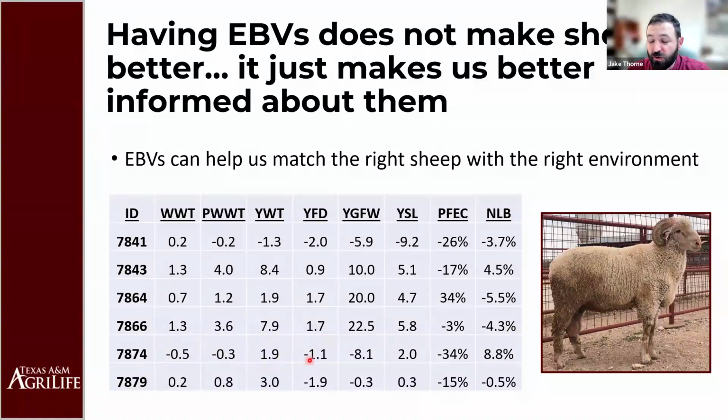He's really low for fiber diameter. I don't have the breed averages across the bottom, but negative 1.1 is pretty good for the Rambouillet breed. He's a negative for grease fleece weight. Our Rambouillet sheep are already pretty good producers in terms of pounds of wool, and so, again, the fact that he's a negative, I'm okay with that.